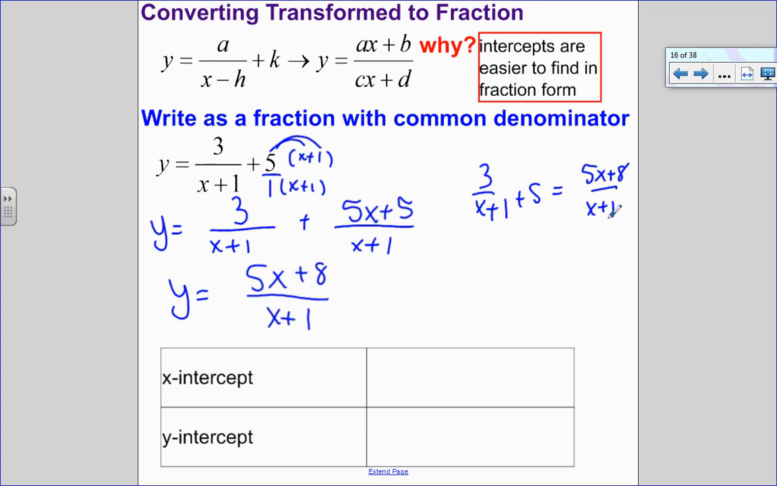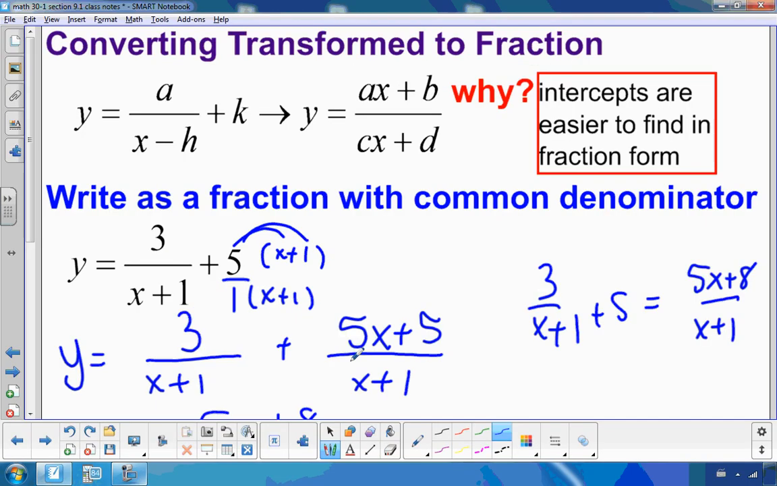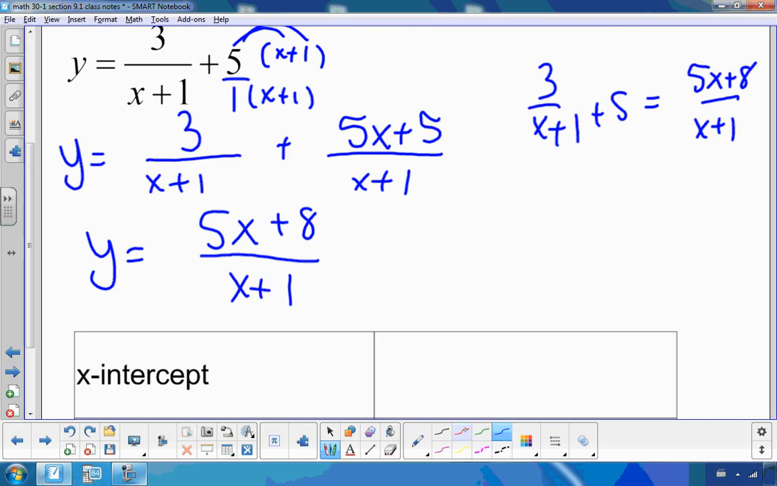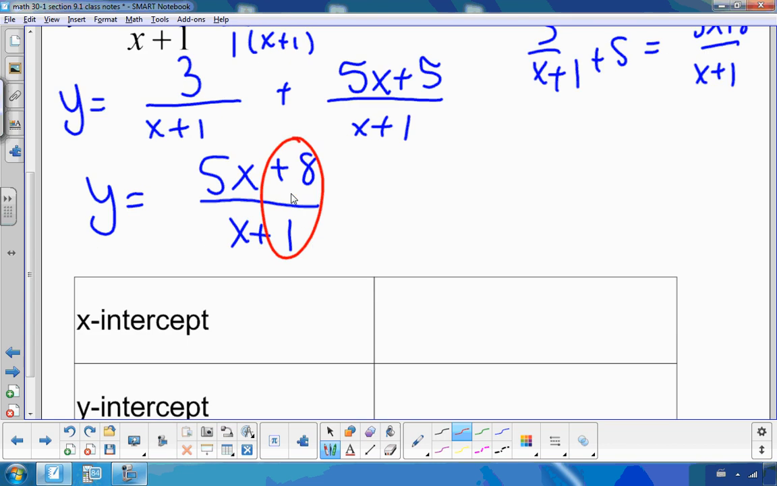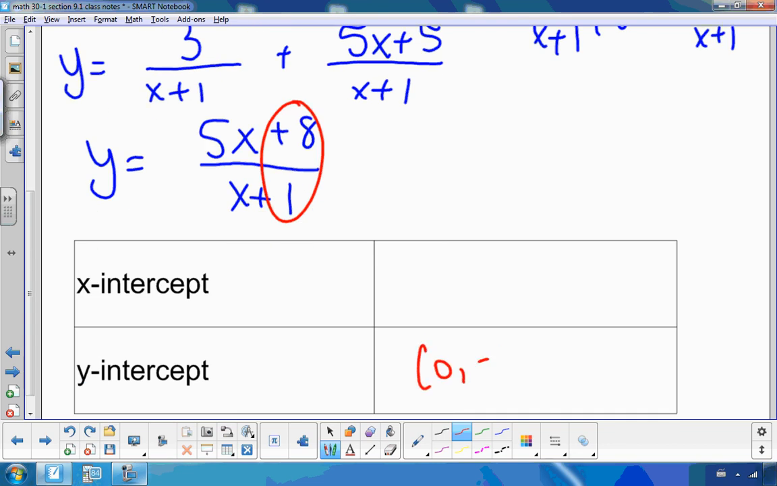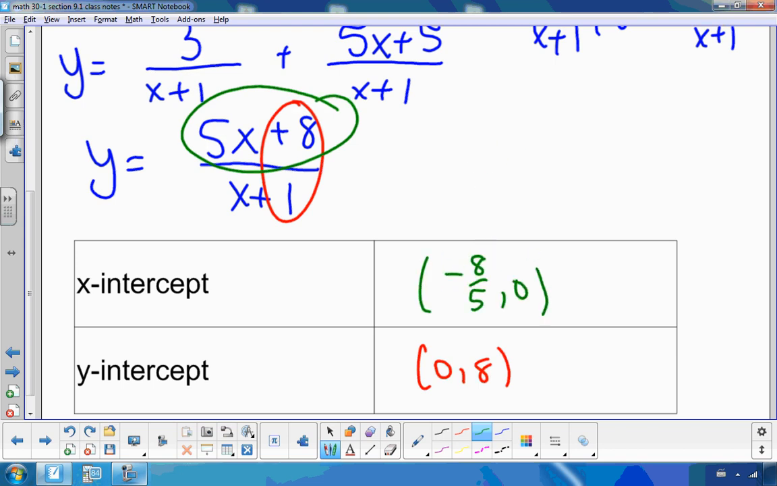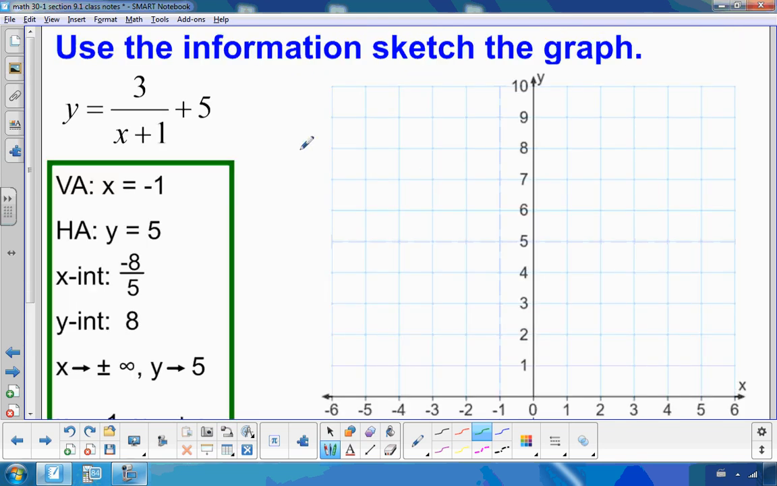They are the same. So based on this fraction form, I can now see what the x and the y-intercepts are. So y-intercept, again, is the ratio of your constant terms right here. So I know that my y-intercept is at 0 and 8. My x-intercept is found by setting that equal to 0. So my x-intercept is at -8 over 5 and 0. So now that I have that, I can use all of this information to graph this function.